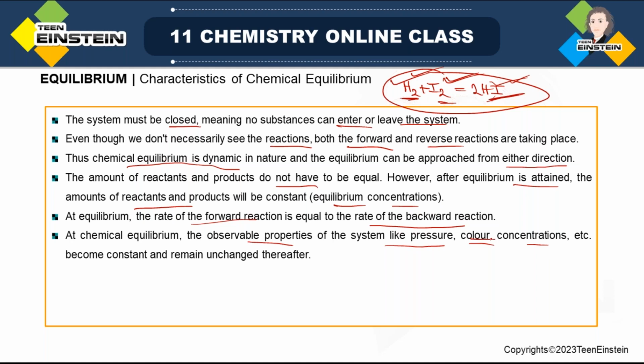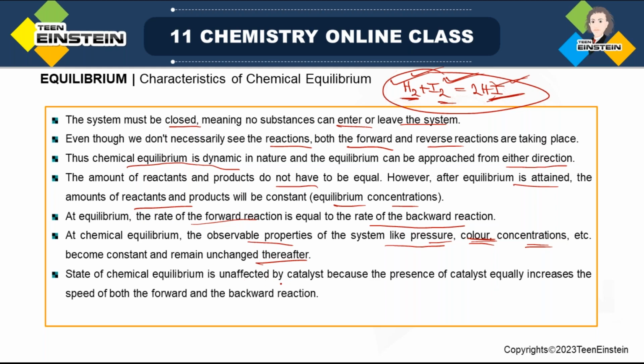So that is why color is mentioned here. I'm just talking about color, but it is also true for the other observable properties like pressure, concentration, etc. And once equilibrium is reached, it will remain unchanged thereafter.